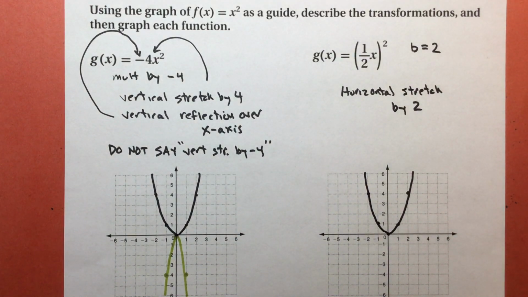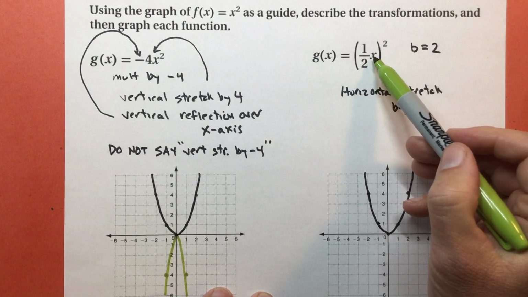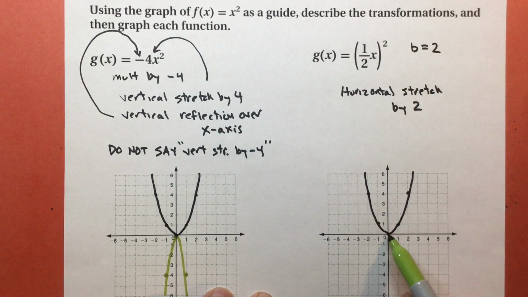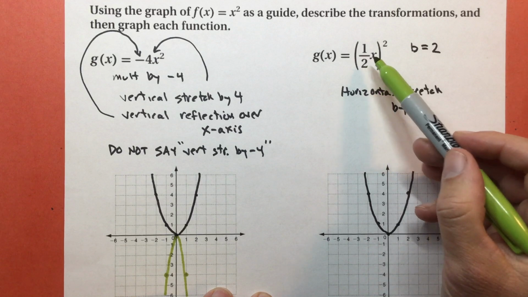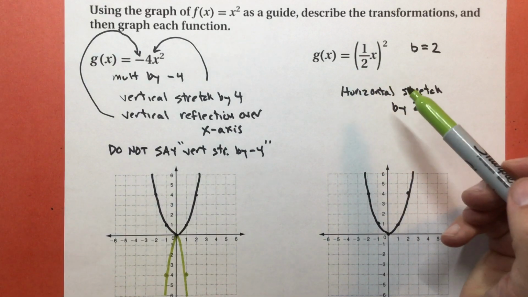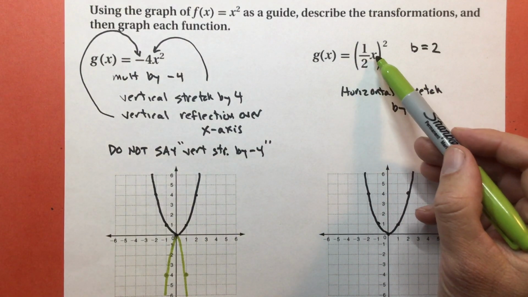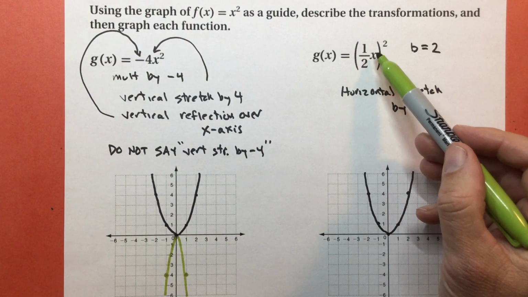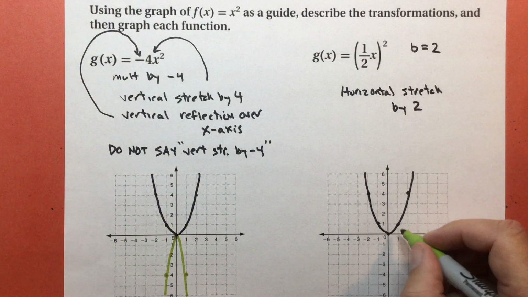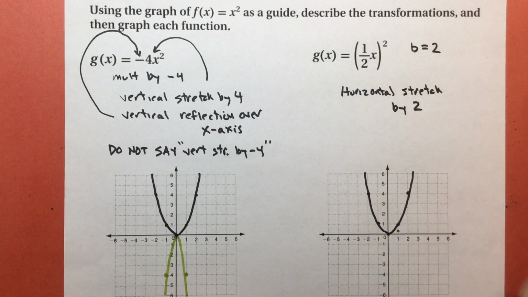And if I do a horizontal stretch by 2, again, you can put numbers in and see what happens. My 0 is going to be in the same place. 1/2 times 0 is 0, 0 squared is 0. So my vertex is going to stay there. But if I try 1, 1/2 times 1 is 1/2, and I get 1/4. So it's actually going to be right here.